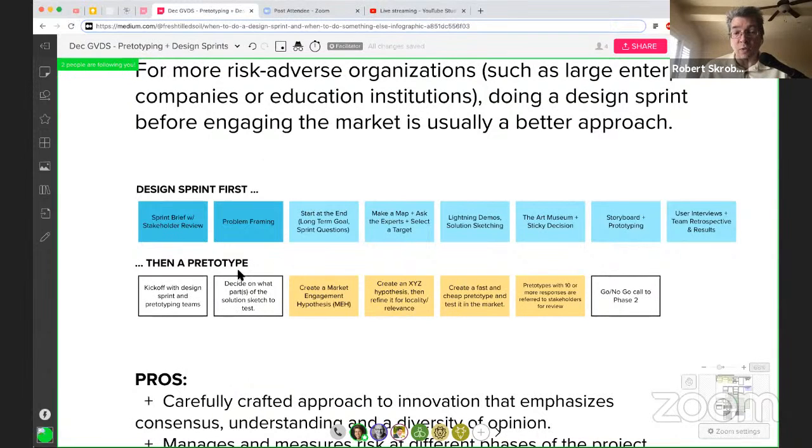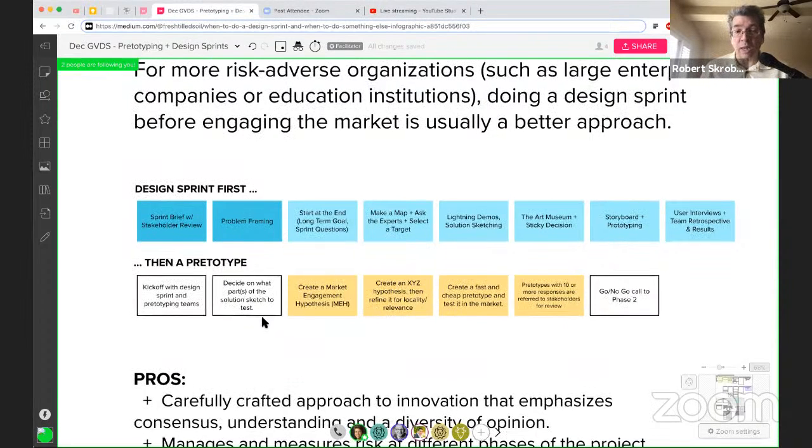But if you do the design sprint first, you also have to decide which parts of that solution sketch you are going to test. So far, from what I've experienced, you don't do a solution sketch wholesale in a Pretotype. It translates into too much work on the back end. So you're going to have to refine exactly what the core value proposition is, morph that into a market engagement hypothesis and an XYZ, and then create a Pretotype that addresses just the main drive or the main draw of what your design sprint is meant to do.